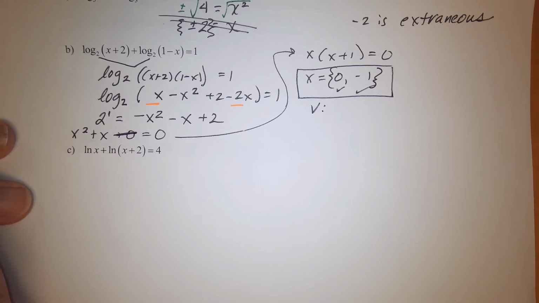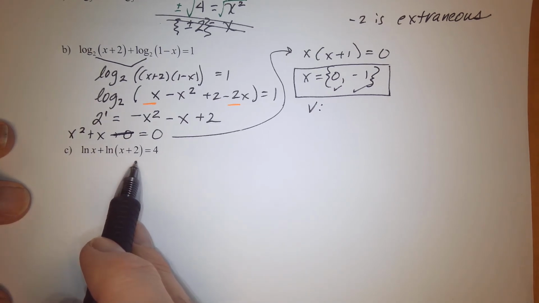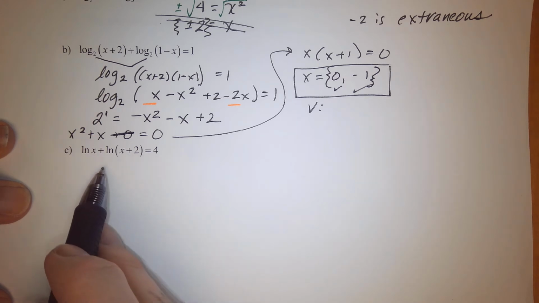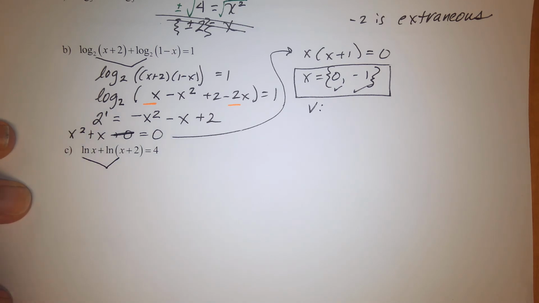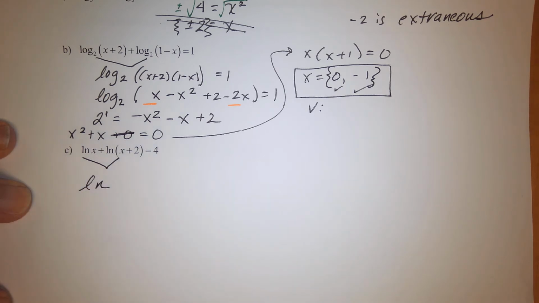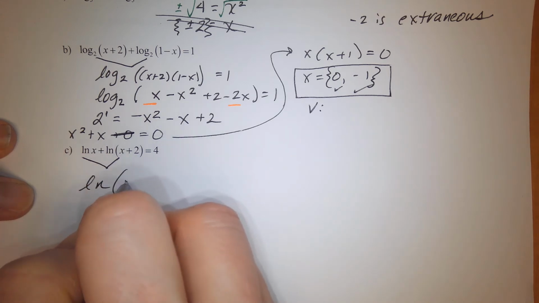Try another. We have natural log of x plus natural log of (x plus 2) equals 4. So the first thing we're going to do is combine logs. Both of these logs have a base of e since they're natural logs. We're going to combine them together into one single natural log. Since they're added together, we're going to multiply their arguments.